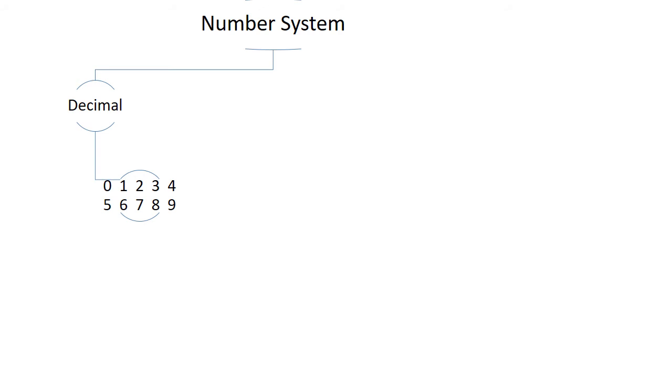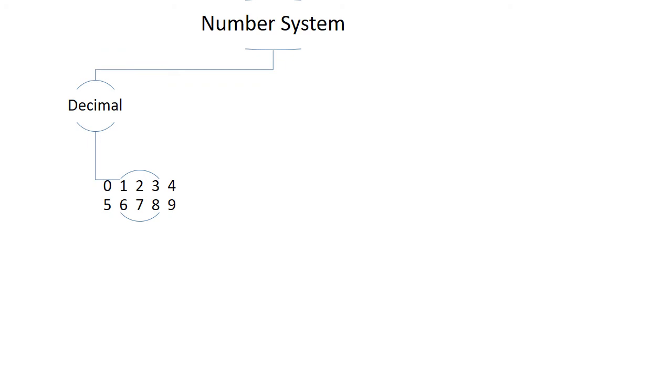Now, the base of a number system is nothing but the number of digits that exist in that particular number system. Why do we need a base? Suppose I write a number 10. 10 in decimal is ten, whereas 10 in hexadecimal is equivalent to 16 of decimal. So the value changes with the number system.